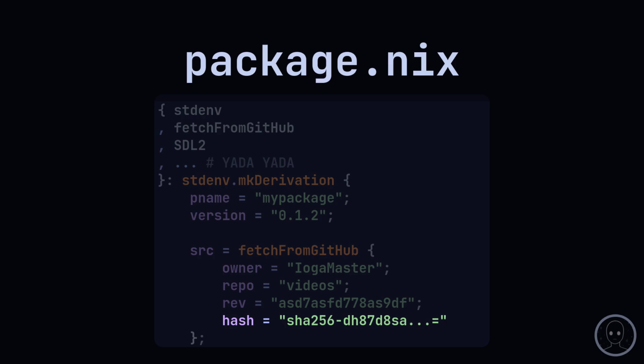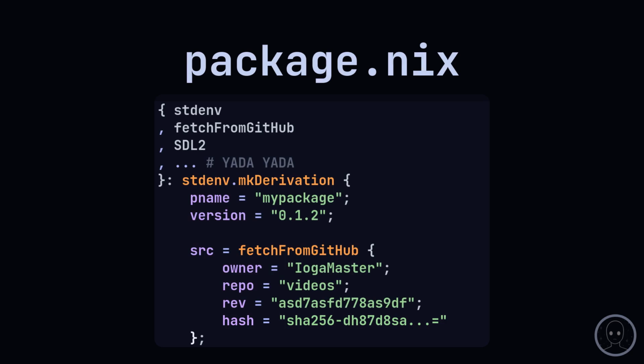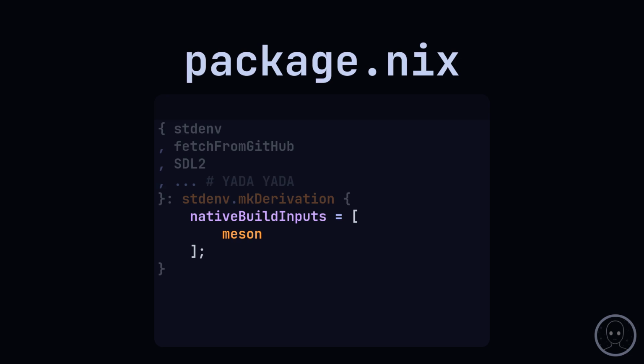Now let's use those imported packages. There are a few types of inputs. Native build inputs. These are the packages required to run the build commands, like cmake, meson, ninja, or pkg-config. Build inputs. These are the libraries linked into the package during the build, like SDL2, OpenSSL, or zlib.